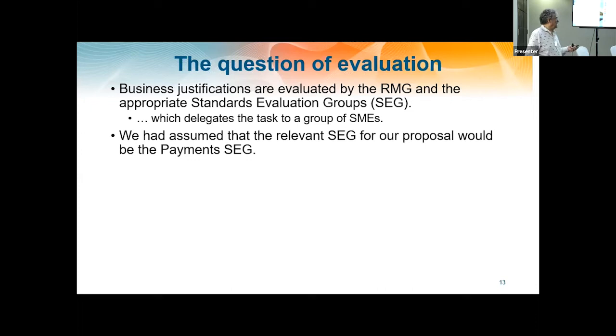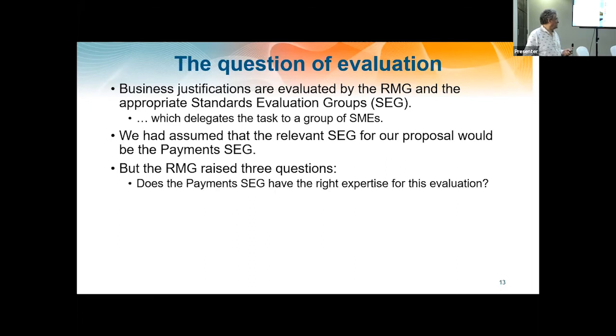We assumed naively that the relevant SEG for our proposal would be the payment SEG, but the RMG raised three questions. First of all, does the payment SEG have the right expertise for this evaluation? And the reason this is an interesting question is because all the members of the payment SEG, I think it's fair to say, come from banks, big Western banks, card companies, and central banks. So there's a question of whether they have the right expertise to understand what a Mojaloop set of messages needs to do.